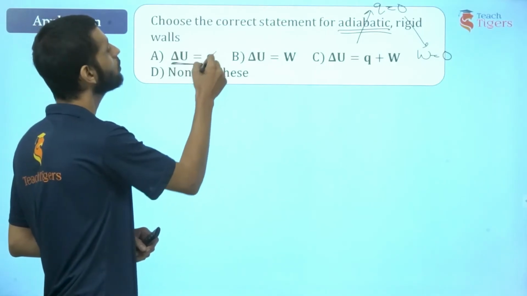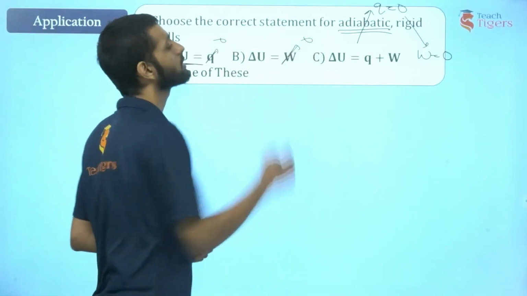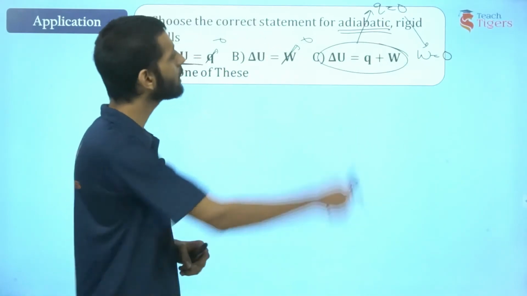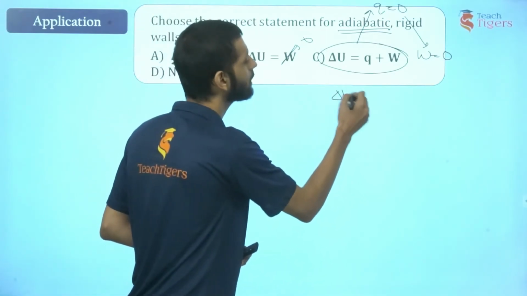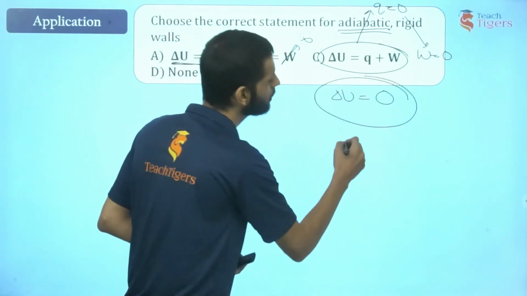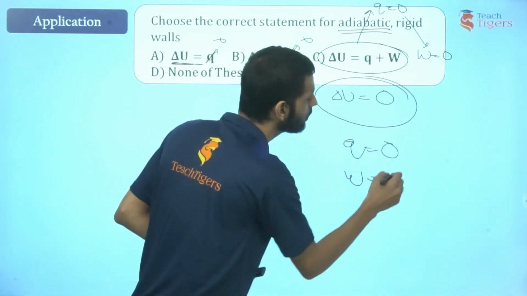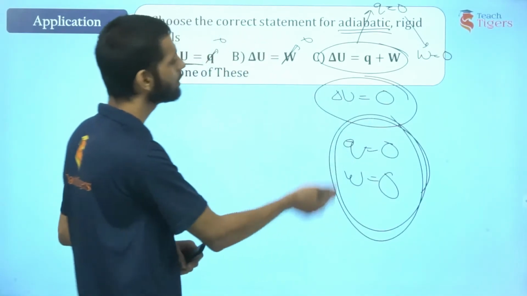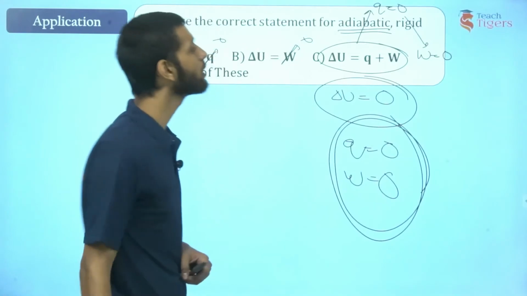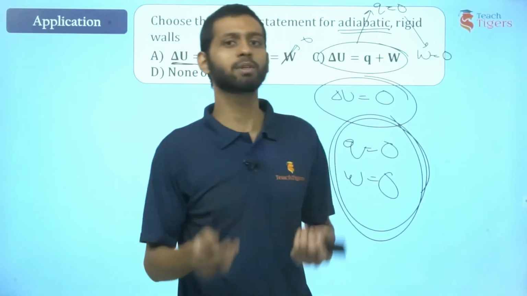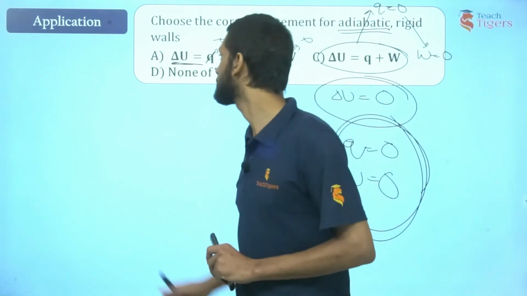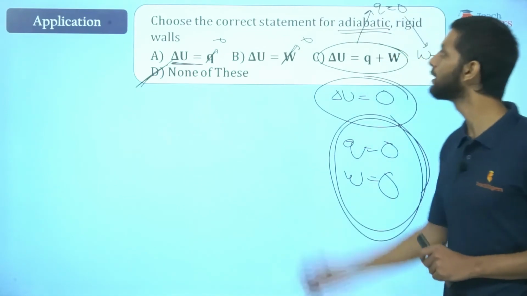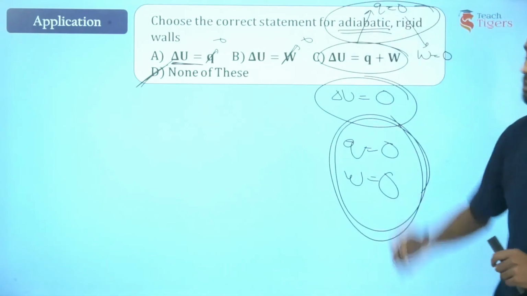Delta U equals Q, no, Q is 0. Delta U equals W, W is 0. Delta U equals Q plus W, this is true in general. But given the conditions, the answer should be delta U equals 0, because Q is 0, W is 0. So we don't have to write the general case because it's not a general case. It's a very simple case of Q equals 0, W equals 0. In terms of types of system, it means isolated system. So our answer is none of these. Delta U is simply 0. Let's take a note of this. Both the conditions, adiabatic and rigid.